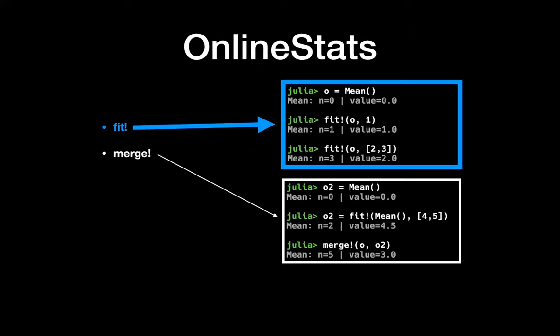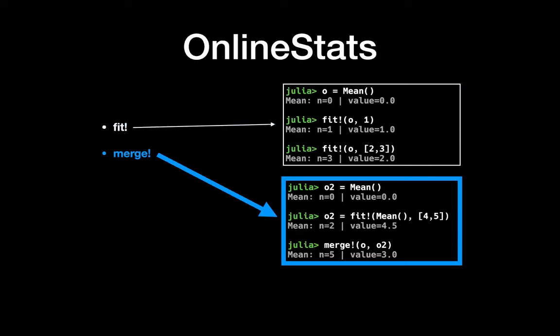The two basic parts of the interface for OnlineStats are fit and merge. One important concept is that every statistic is its own type. Looking at one of the more basic ones, a mean, we can see that there is a Mean type. On the right side it says o = Mean(). I can fit that with a new observation. If I fit it with 1, then I can see my value is 1. I can also fit that with multiple things. If I fit it with an array of 2 and 3, OnlineStats is going to iterate through that container and add those values to the Mean object. So there's the online updating aspect of it.